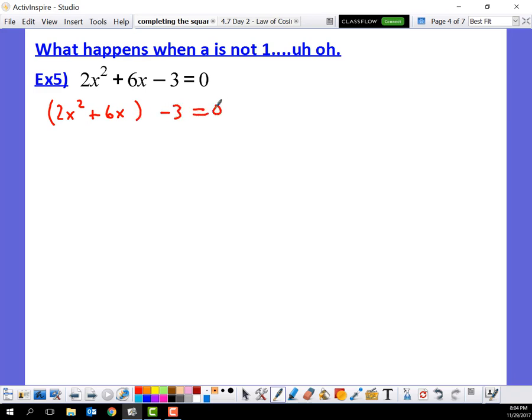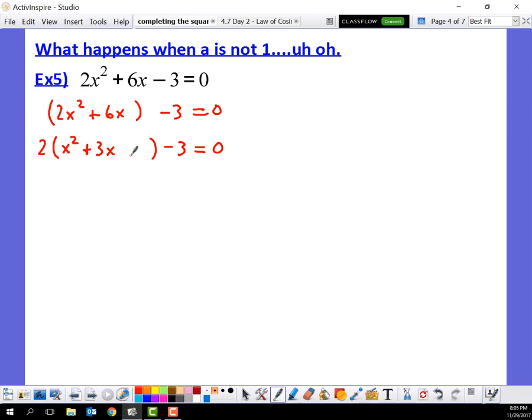Now you might think, Cosette, you didn't do anything different. You just introduced some parentheses there. You're right. The only thing I've changed is I've added parentheses. Now watch what I'm going to do here. On these first two terms that I put in parentheses, I'm going to factor an x out of those two terms. So here's what that means. 2 times the quantity x squared plus 3x. And leave yourself a space here, because this is the trinomial that we're going to use to complete the square.